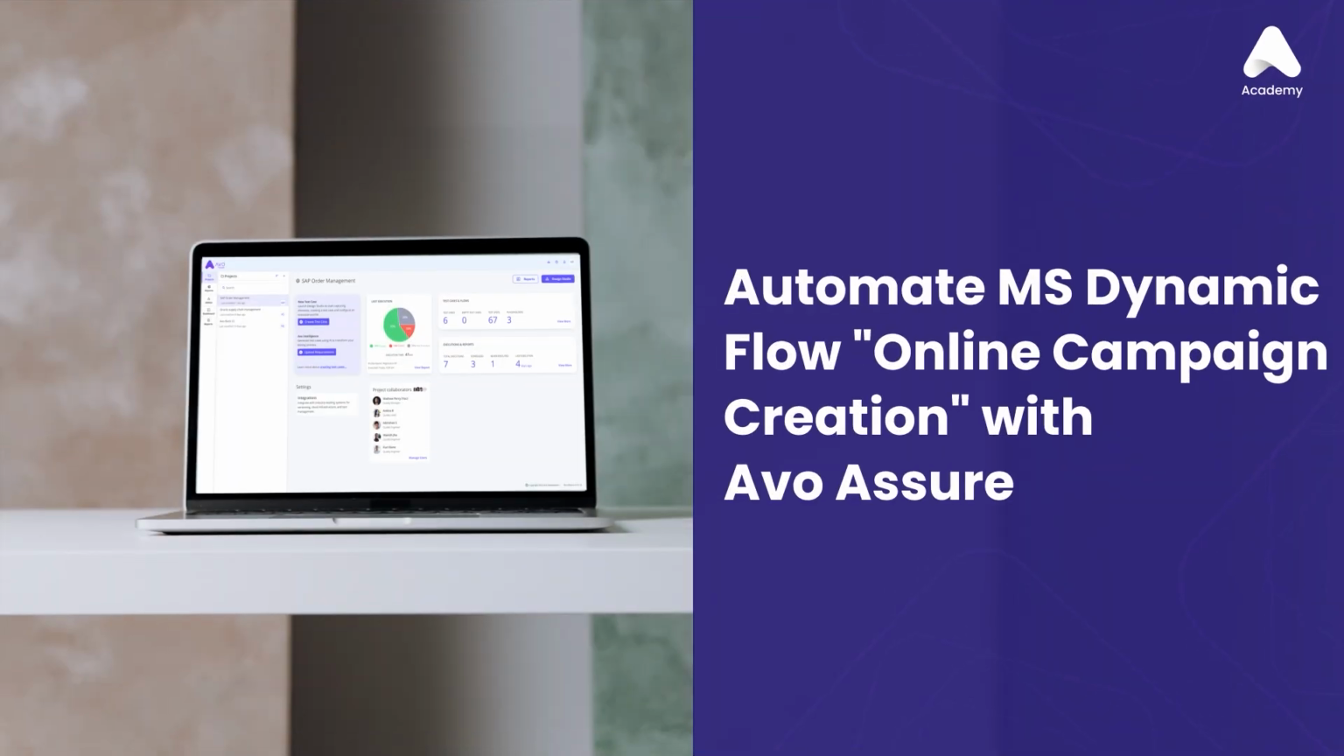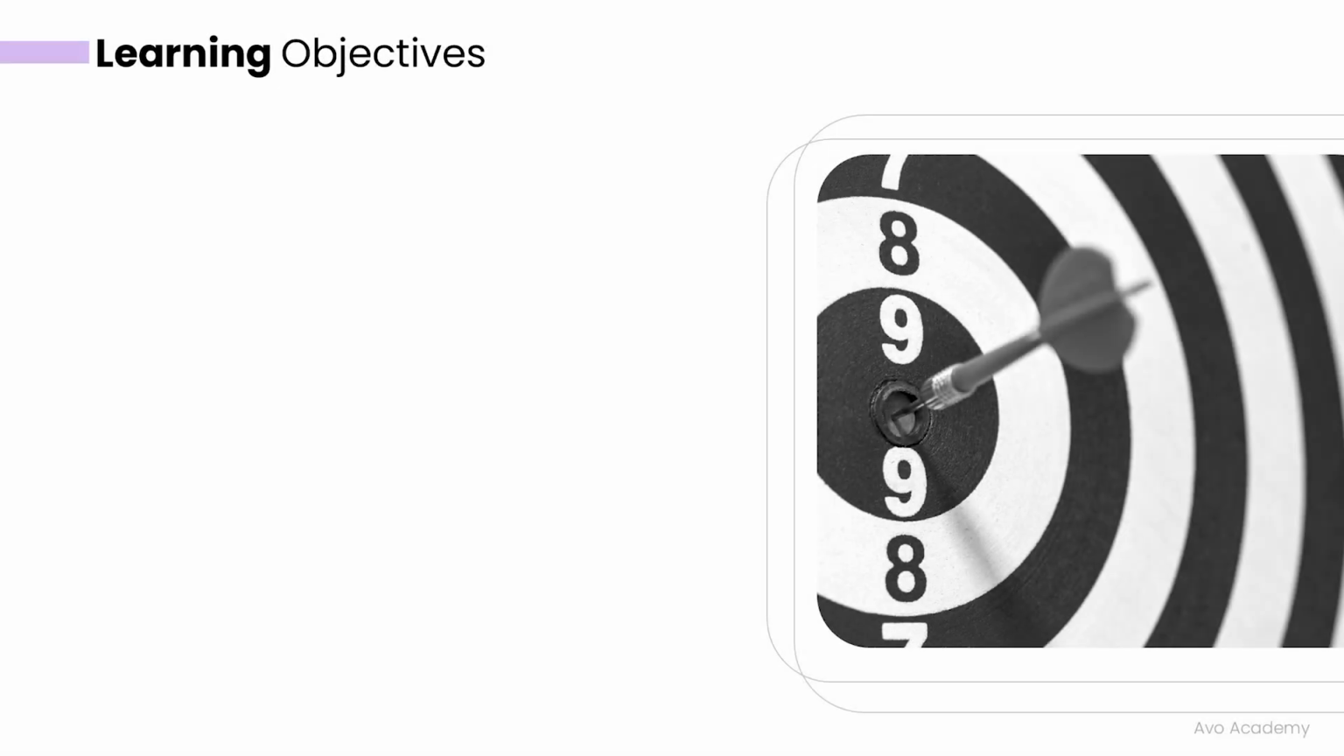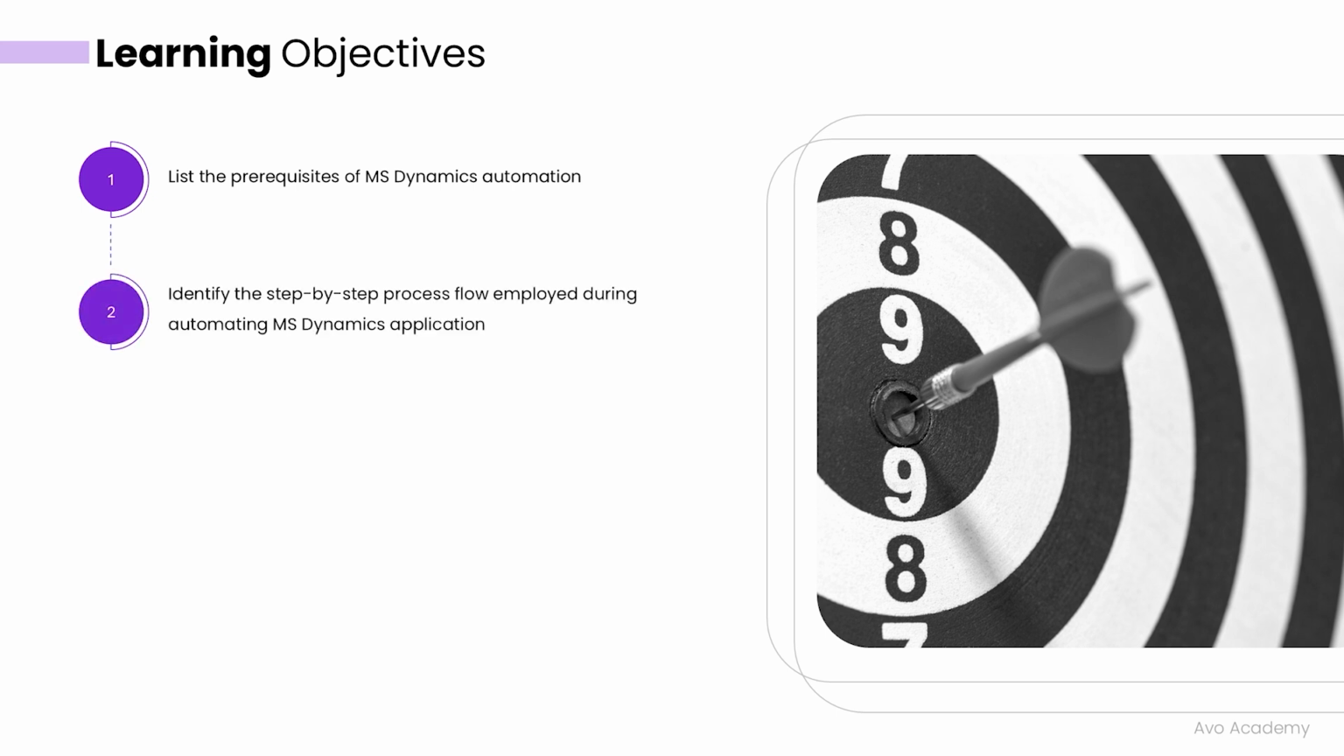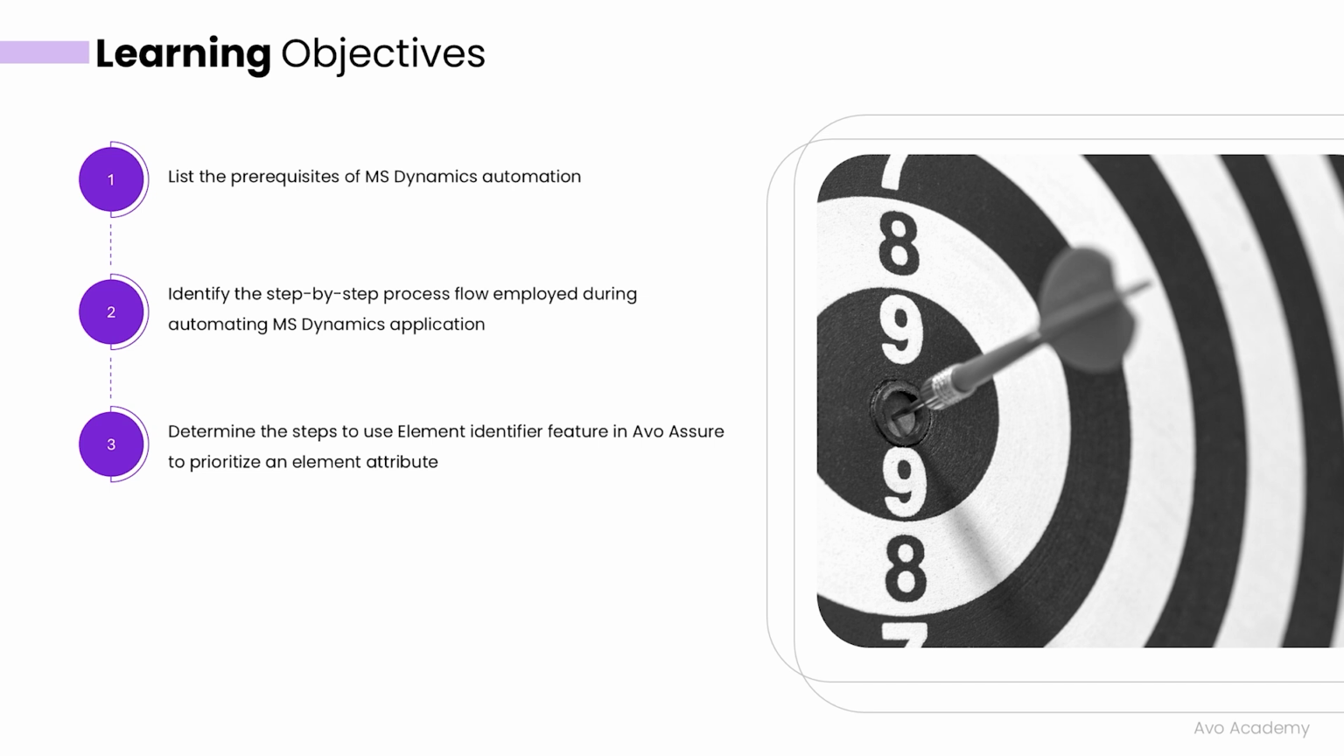Welcome to this video where you will learn how to automate Microsoft Dynamics 365 application with Avo Assure. As you advance through this learning, you will be able to list the prerequisites for automating MS Dynamics 365 applications using Avo Assure, identify the steps involved in the automation process of MS Dynamics using Avo Assure, determine the steps to follow to use the element identifier feature of Avo Assure to prioritize an element attribute during execution, and define the best practices for automating MS Dynamics with Avo Assure.